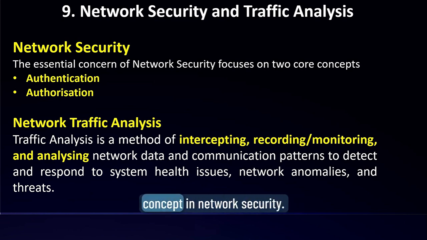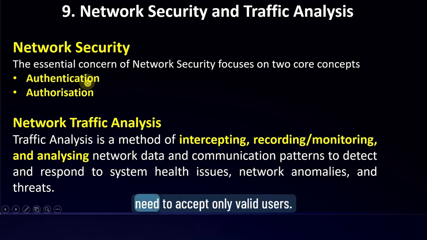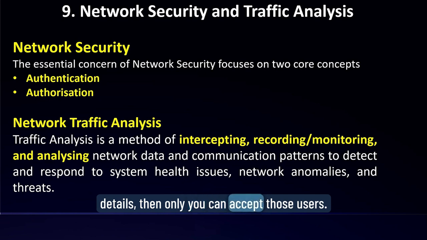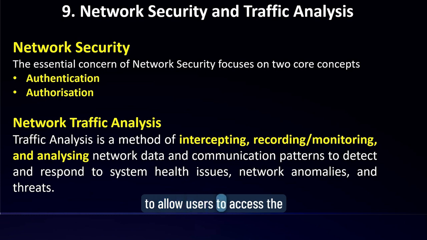The first concept is network security. There are 2 core concepts in network security. The first one is authentication. Authentication means you need to accept only valid users, who must have valid identification details. Authorization means you need to allow users to access only the services which are allocated for them. If the users are free users, they can access only free resources. If the users have paid for your services, then they can access those services. So that's authorization.